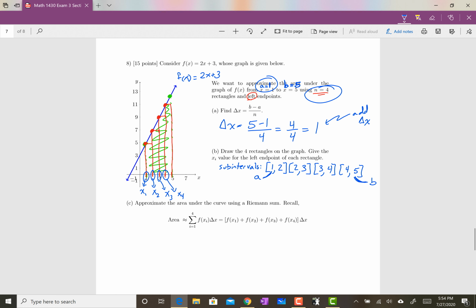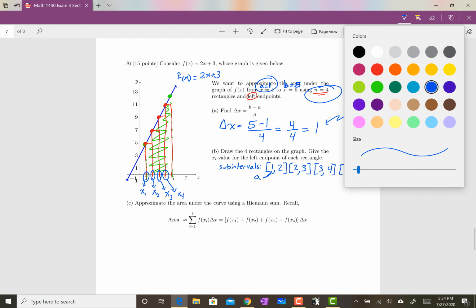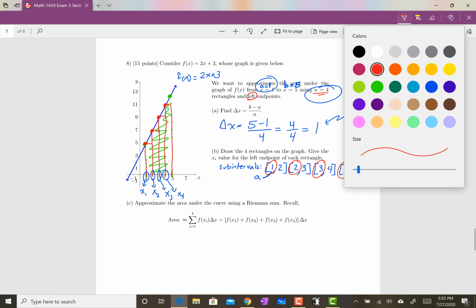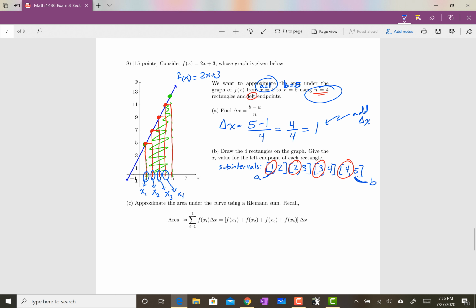And now it's really easy. If we want left endpoints, we literally take the value on the left for each of our subintervals. And that's exactly what we saw on our graph we would label. x1 is 1, x2 is 2, this is kind of boring, huh? x3 is 3, and x4 is 4. Okay, so those are our x values for our subintervals. And of course up here we had our delta x.